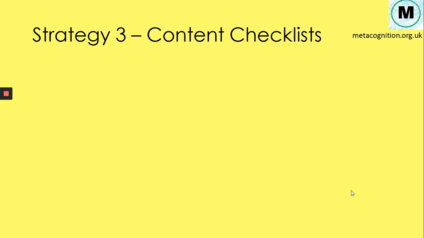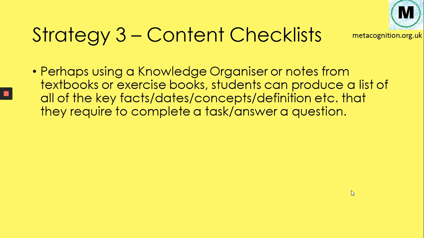The next one is content checklists. The idea here is that maybe you use a knowledge organizer, notes from a textbook or from a book, and you write down everything that you know needs to be in an answer. So instead of being vague and saying 4 dates, you write down the 4 dates you need. Instead of saying you need to name these 10 different people, you write down the 10 different people. If you know you need to include the definition, write down the definition in your plan. Then you can tick it off as you go through your answer.